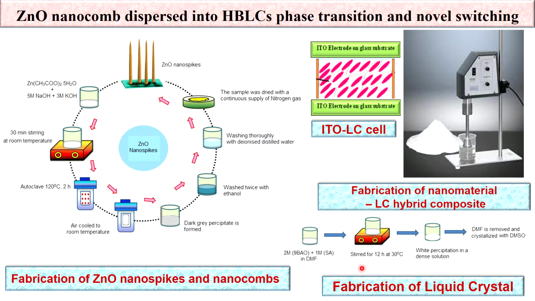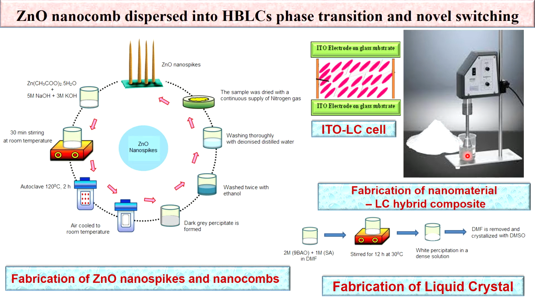And these steps indicate the fabrication of the liquid crystal. Here, by adding 2 moles of 4-n-alkoxybenzoic acid with 1 mole of sulfuric acid in dimethylformamide, intermolecular double hydrogen bonded mesogens can be fabricated. Further, it is continuously stirred for 12 hours at room temperature of 30 degrees centigrade to obtain a white precipitate in a dense solution, after which the excess DMF is removed and it is crystallized with dimethyl sulfoxide.